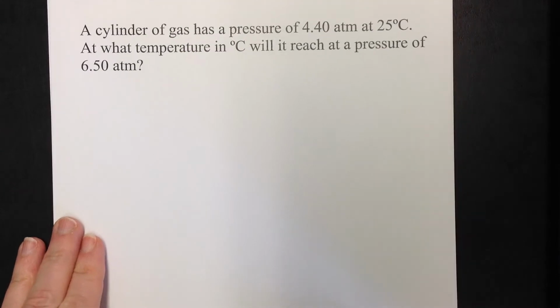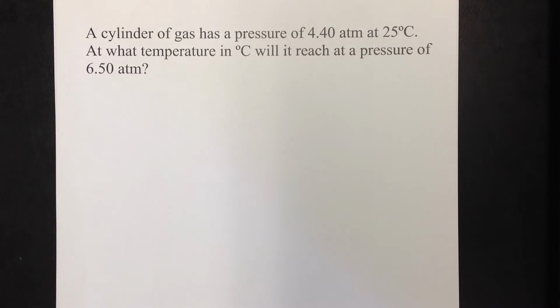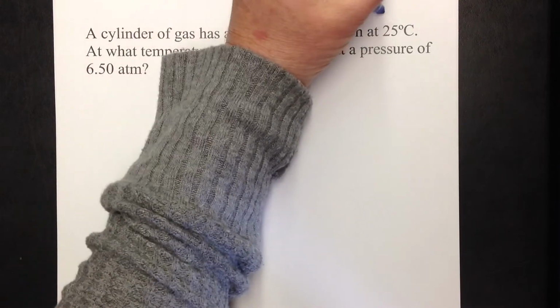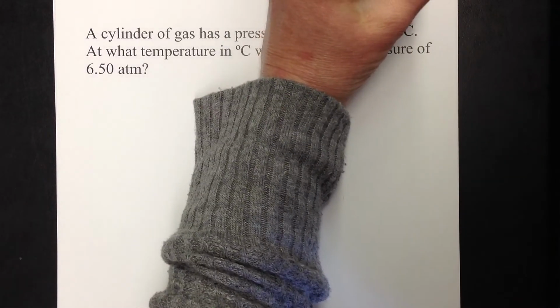Again, if you are following along at home and you're feeling really good about this, go ahead and copy this down, maybe try it yourself, and then we will do it together. So this example says a cylinder of gas has a pressure of 4.4 atmospheres at 25 degrees Celsius. I can see that these go together. This is my pressure 1 and my temperature 1. I know that I cannot work in Celsius, so I'm going to add 273 to that. That is 298 K.